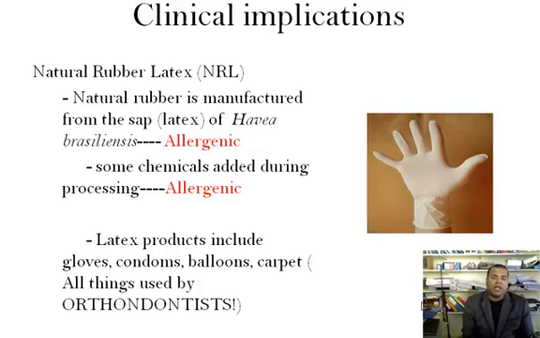So NRL, natural rubber latex, is manufactured from the sap latex of Hevea brasiliensis, which is allergenic. Some of the chemicals added during the processing may also be allergenic. So this is how the hypersensitive aspect comes into natural rubber latex. Latex products include gloves, condoms, balloons, carpet, and a lot of things that are used within dentistry.